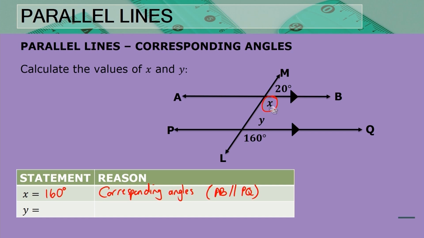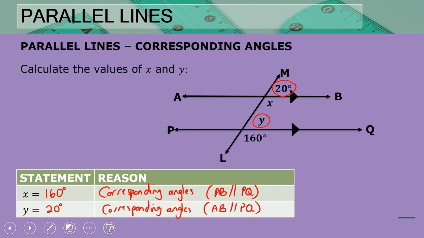What about y? Now when we're looking at y, we have y there, and it is corresponding with 20, and because they are parallel lines, that means that they are equal. And we can say that y is equal to 20 degrees, and this is because they are corresponding angles. AB is parallel to PQ.